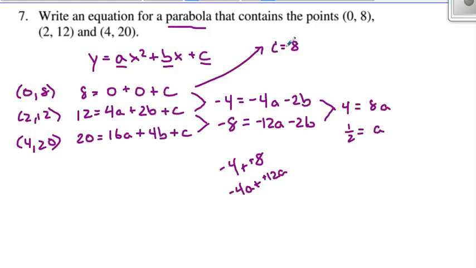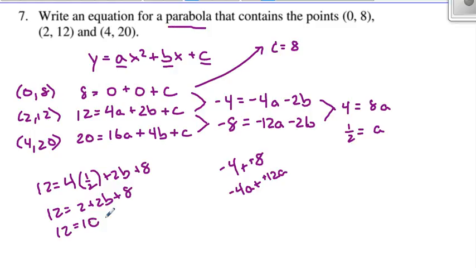Now we know a, and we know c, and we just need to find b. And we can use one of these equations out here, except for this first one, since there's no a and b. So we have lots of choices. I see lots of negatives here, so I think I'm going to go with this equation here. The 12 equals 4a, I know a, it's 1/2, plus 2b, that's what I'm trying to find, plus c, which is 8. So let's see, I get 12 equals 2 plus 2b plus 8. That means I have 10 plus 2b on this side. I'll subtract the 10, I get 2 equals 2b, and there we go, b equals 1.